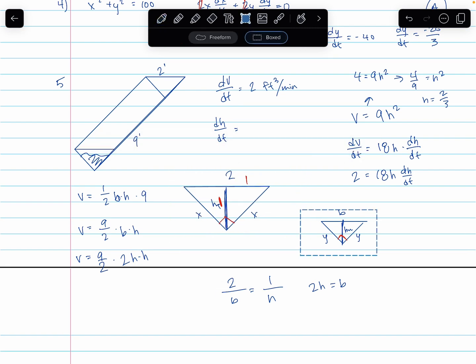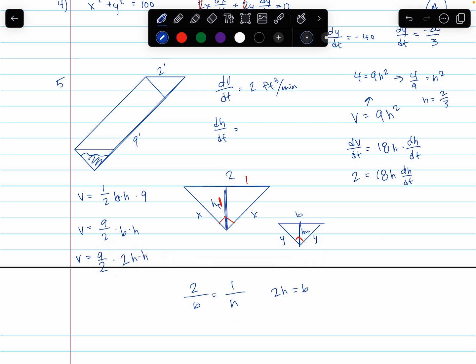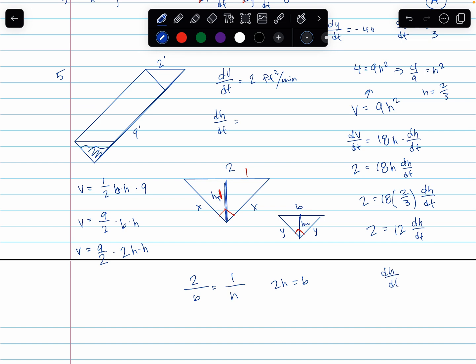Let me move some of this stuff around so I have a little bit more room. Okay, so I get 2 is equal to 18 times 2/3 times dh/dt. And 18 divided by 3 is 6, right? 6 times 2 is 12, so 2 is equal to 12 dh/dt, and then divide by 12, so dh/dt is equal to 2/12, which is 1/6, and that's going to be in inches per minute right there.